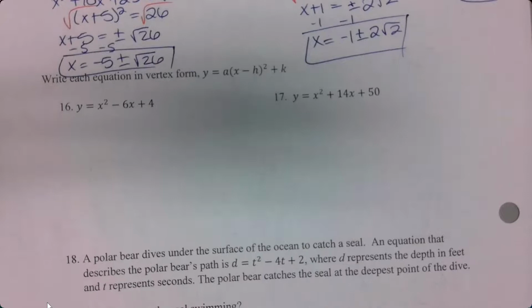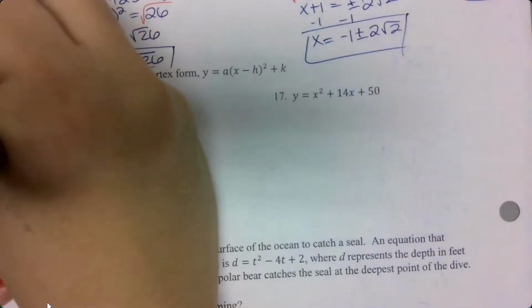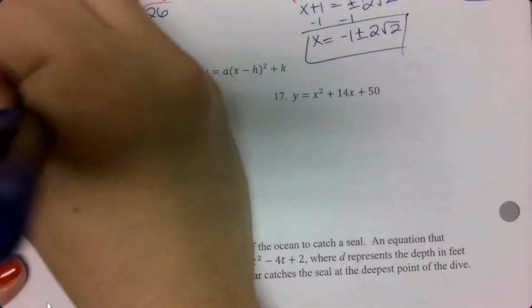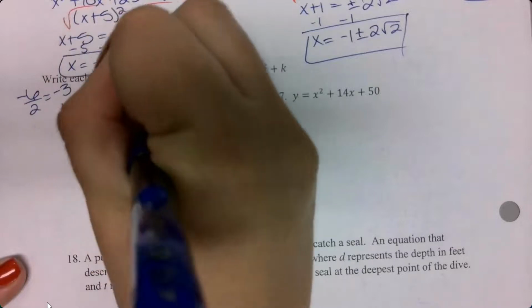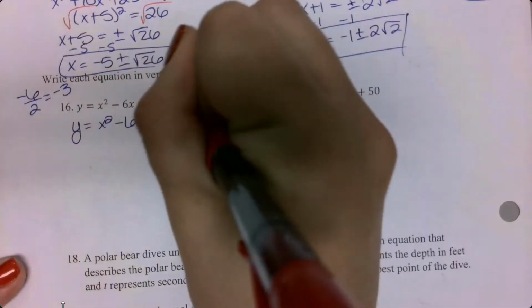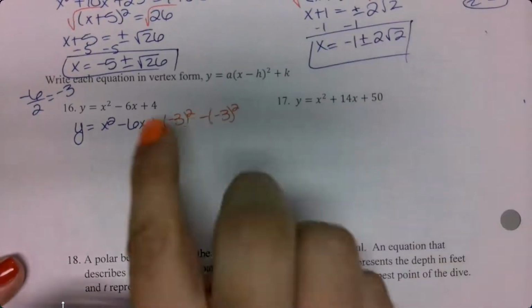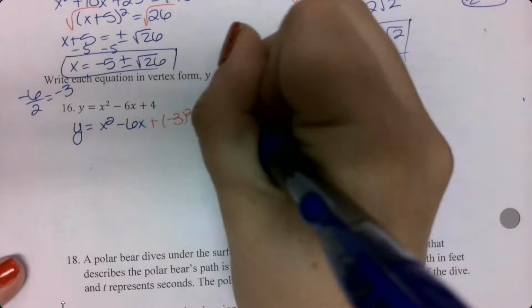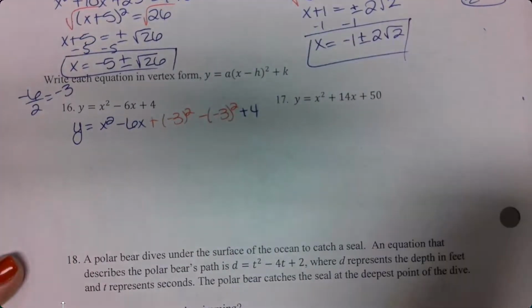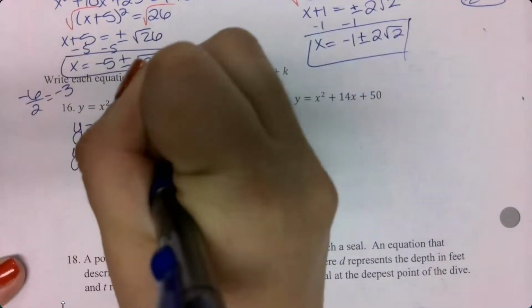Okay, these ones want me to write the equation in vertex form. So I'm going to complete the square again. I want to find half of my b value, which is negative 3. So when I'm doing it with the equation, I'm going to write y equals x squared minus 6. And then I'm going to first start off by adding what I'm squaring, and then I'm going to subtract it, because I want to do the same as adding 0. So if I add something and then immediately subtract it, it is canceling out, and it still has the plus 4 at the end. Then I want to evaluate negative 3 squared, which is 9.